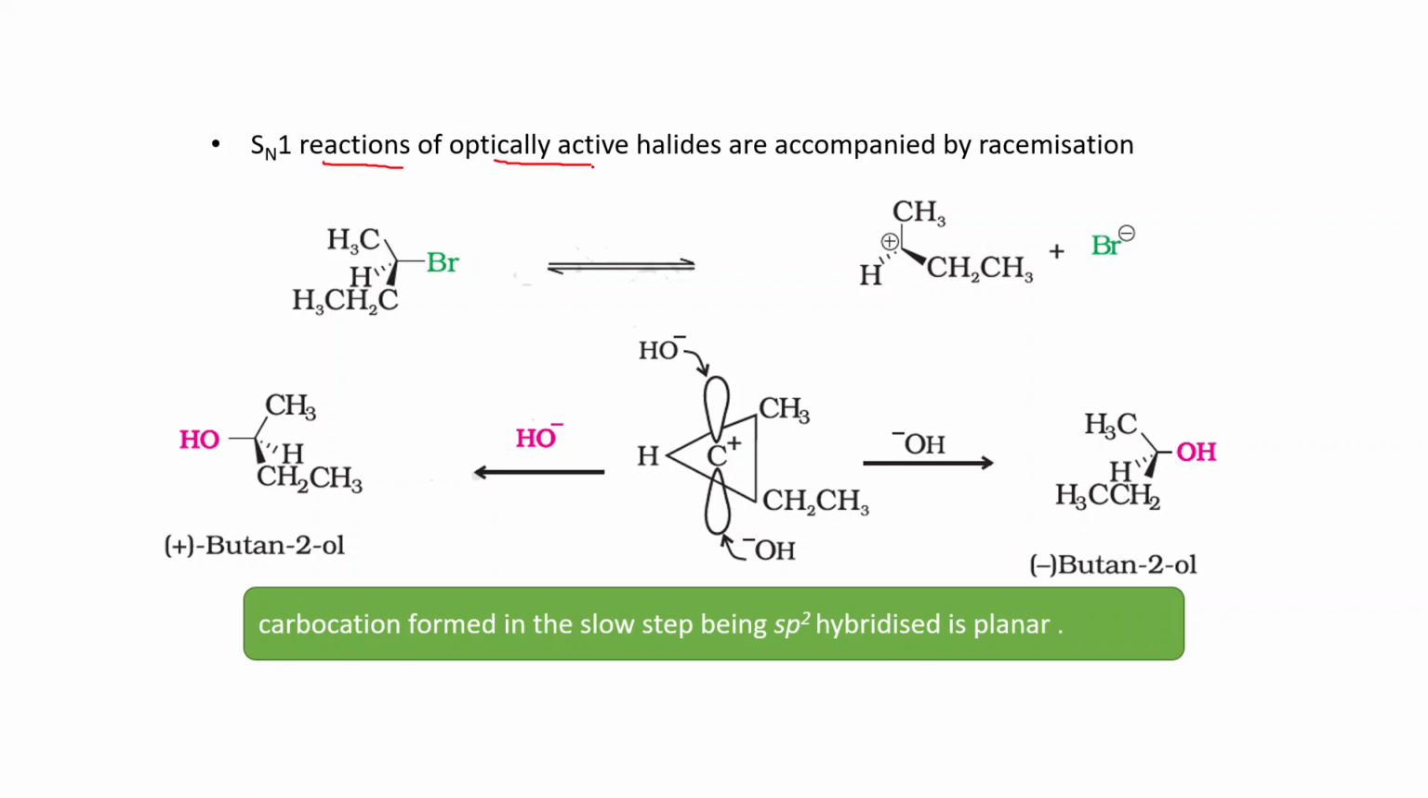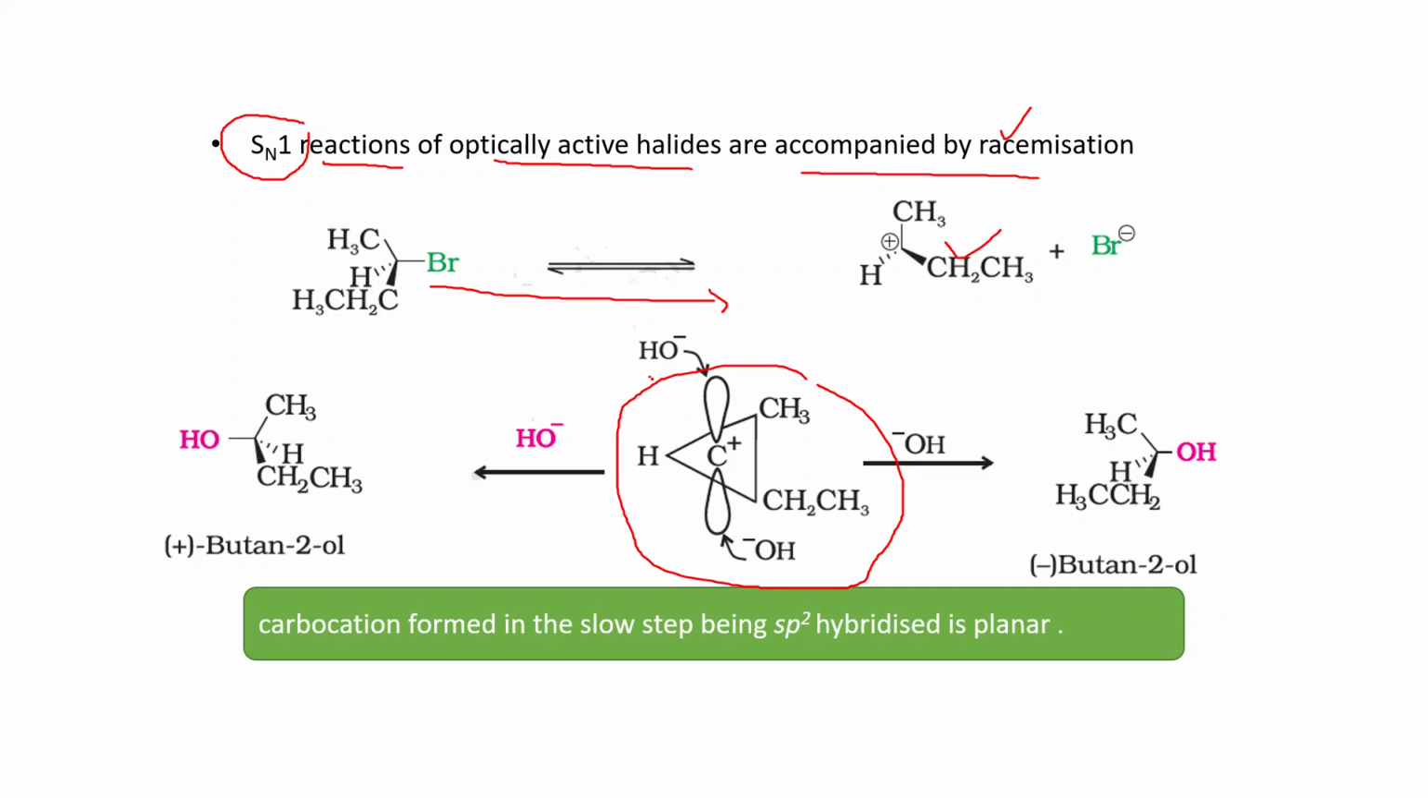SN1 reactions of optically active halides are accompanied by racemization. If an optically active halide undergoes reaction through SN1, then this will result in racemization. That is, we will obtain the racemic mixture. Now, you can see this one proceeds through the SN1 mechanism. This carbocation is formed in the first step. And in the second step, this carbocation may be attacked from this side or from this side. That's why we can get both dextrorotatory butan-2-ol and levorotatory butan-2-ol.